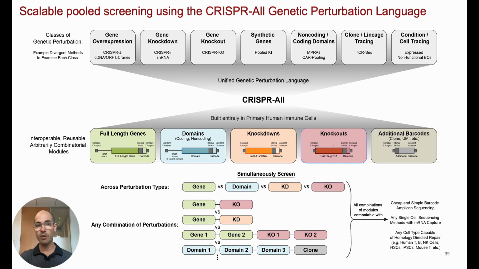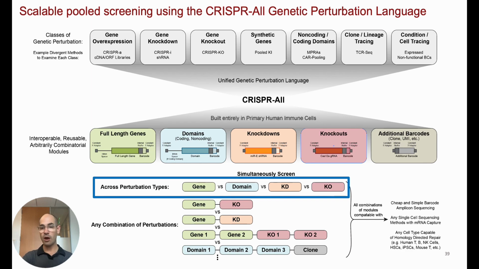And so just to show a couple applications of this into some immunotherapy work and how you can use this, one initial way is, well, now you can screen simultaneously in the same cell population arbitrarily across perturbation types. So you can directly compare in the same experiment, in the same donor cells at the same time with no batch effects, gene overexpression, by domain engineering, by gene knockdown, by gene knockout, all together simultaneously at scale.